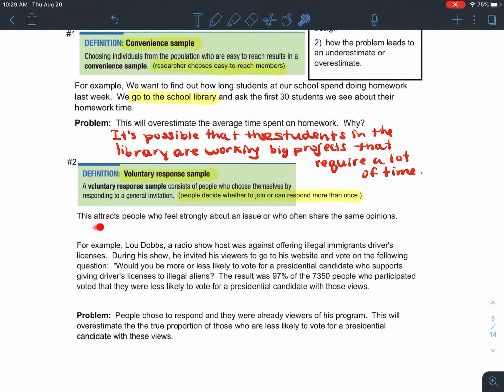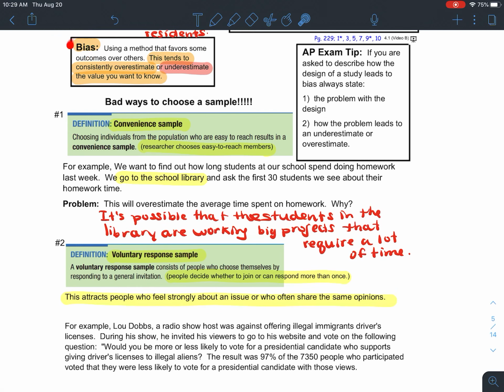So here it says this attracts people who feel strongly about an issue or who often share maybe the same opinions. And so you're kind of, again, getting that bias in there where, if it's all attracting the same people with the same opinions, it's either over or underestimating the variable that you're trying to measure.